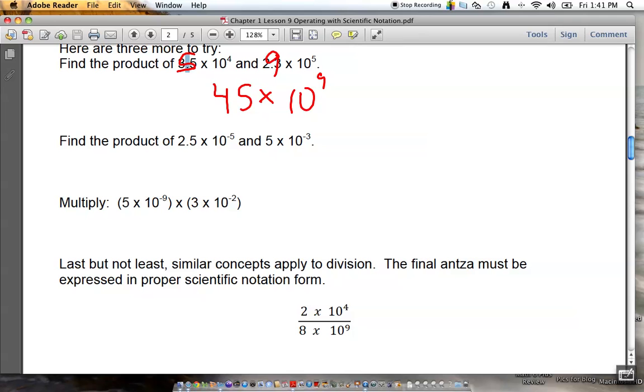Hey! What? Ah, he knows what I'm not talking about. 45 is bigger than 10. Yeah, I said, what is bad? And he said the 45 is bigger than 10.